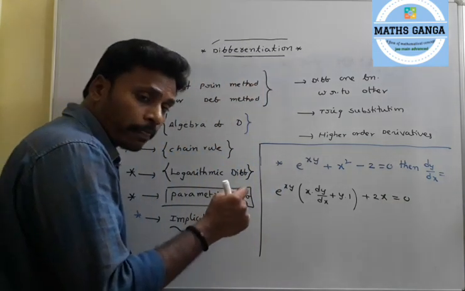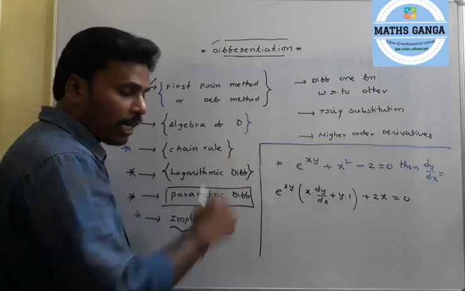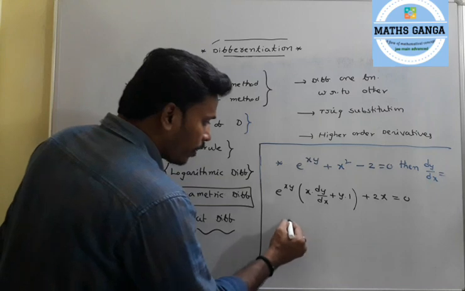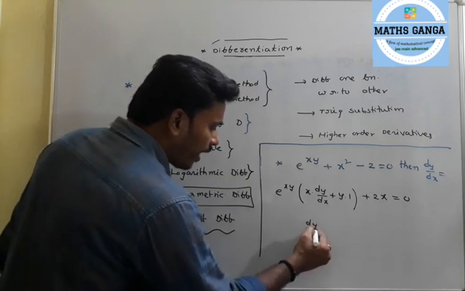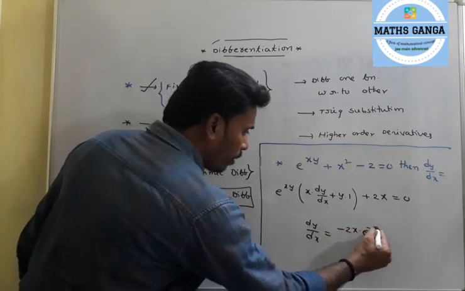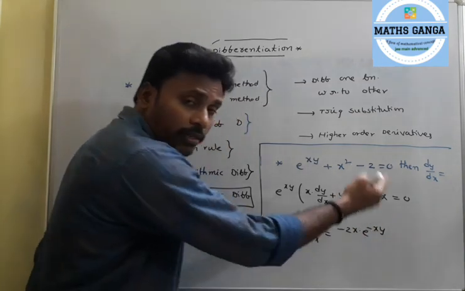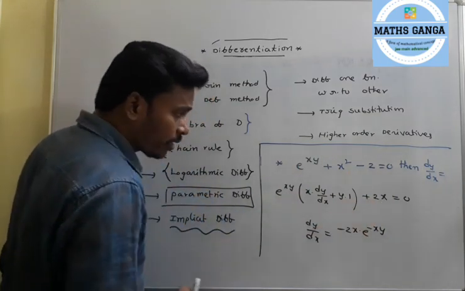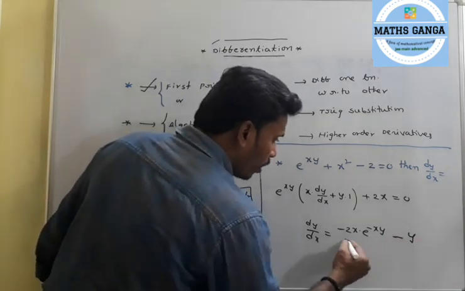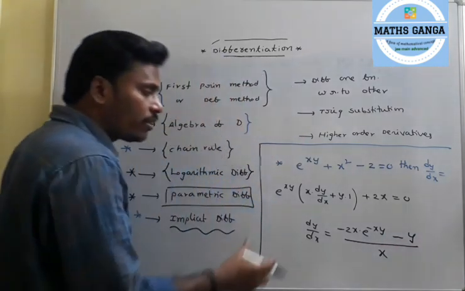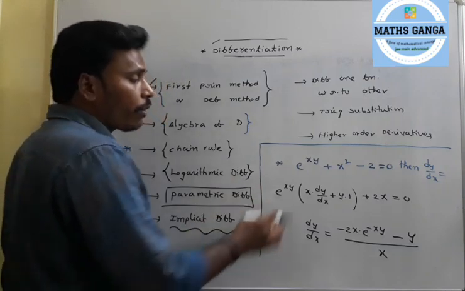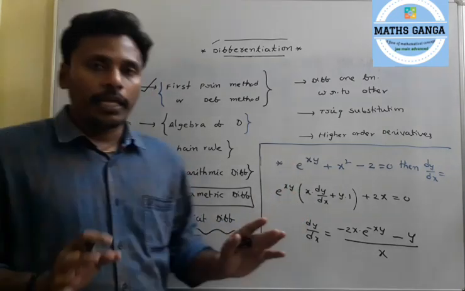From there, we need to isolate dy/dx, since the question is to find dy/dx, right? So send this 2x to this side, and then send this e^(xy) to this side. So finally, what do we have? I will write it directly: dy/dx = −2x e^(−xy). Is it clear? Send 2x, −2x e^(xy), e^(−xy). After that you need to send this y also to that side, minus y, and this is divided by x. This is dy/dx. So this is a very simple task actually. Finding dy/dx from these types of functions is usually considered as implicit differentiation.